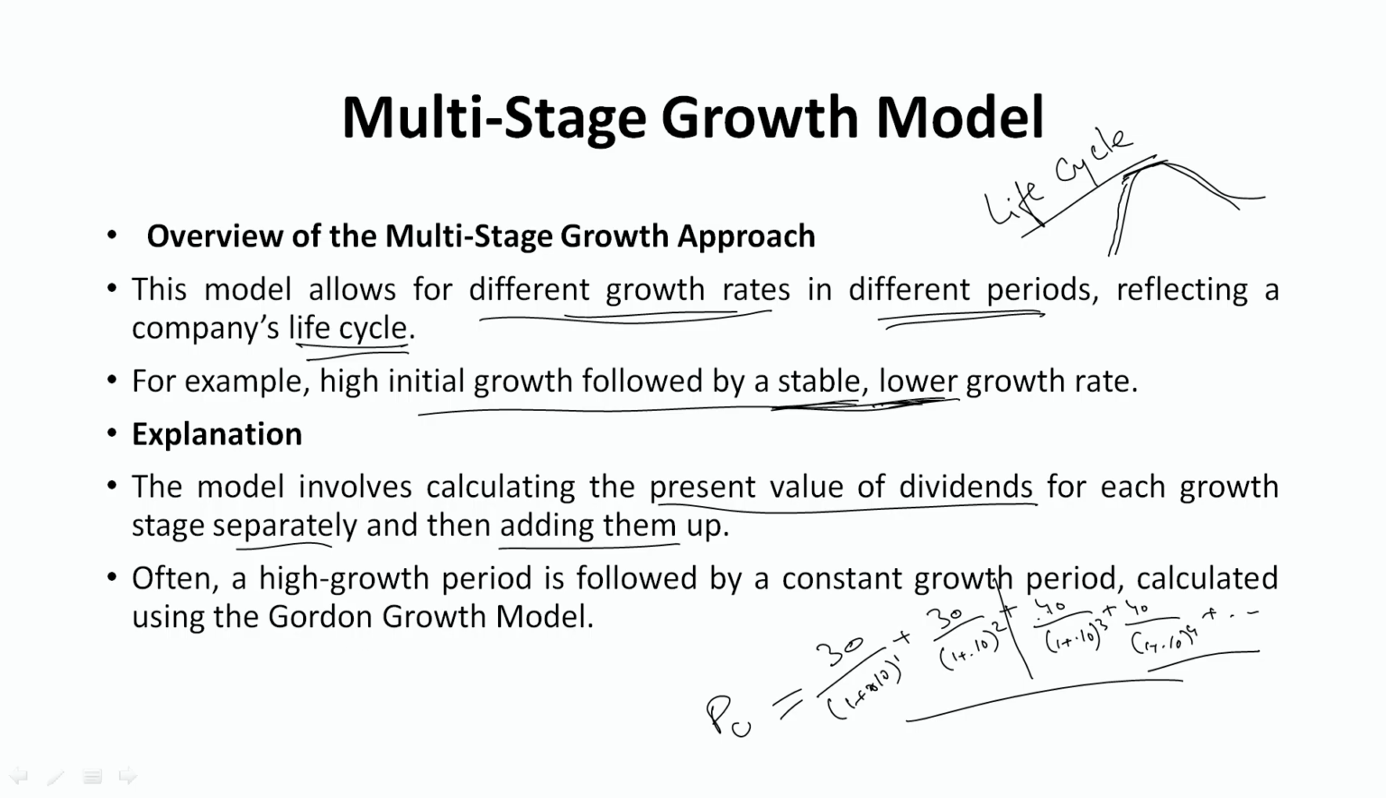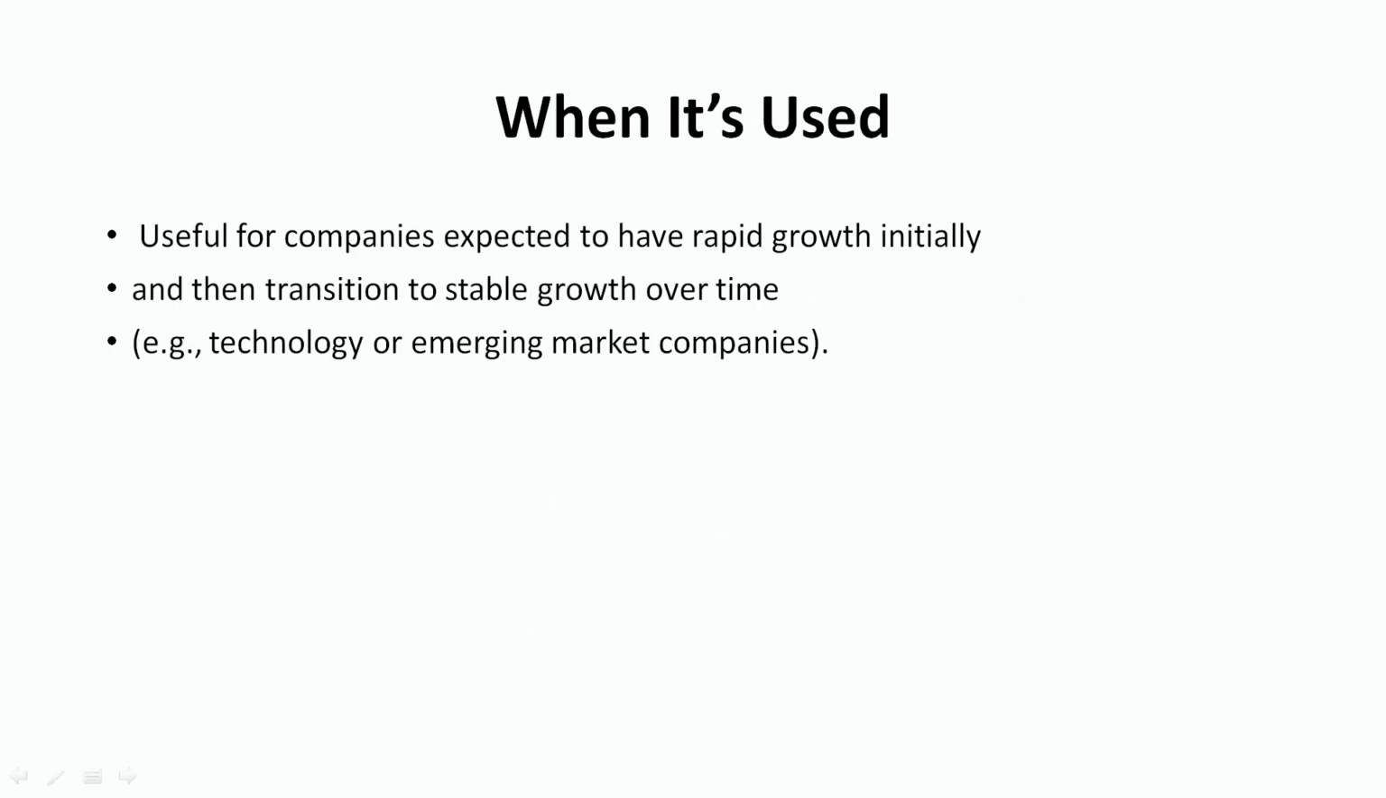And normally, since we are talking about life cycle, a high growth period is always followed by a constant growth period, and then it will normally come down. This formula is put up by Gordon, and it is known as the Gordon growth model. What are the conditions under which we use the Gordon growth model? It is useful for companies which are expected to have rapid growth initially and then become stable over a period of time.